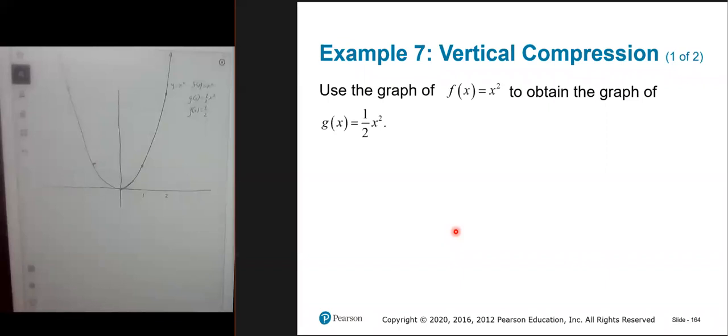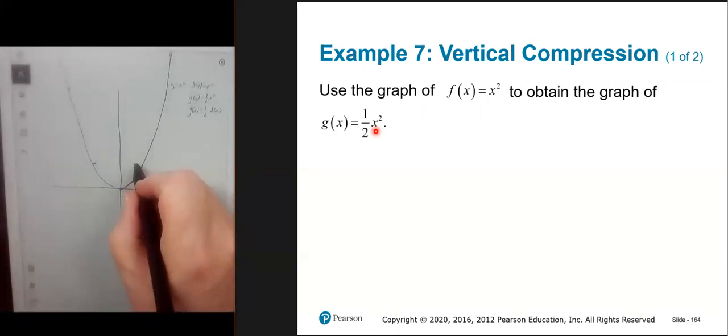So what was I saying? Oh, that g of x is 1/2 of f of x, right? Since f of x is x squared, then this is just 1/2 of f of x. So whatever the y value is, because x squared is the y value of f, I just multiply that y value.